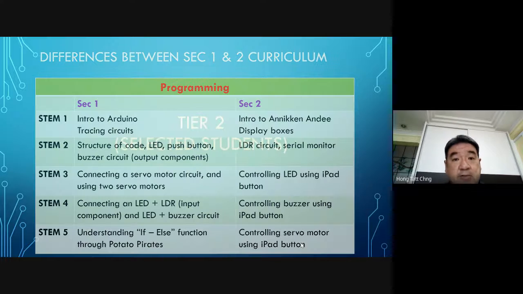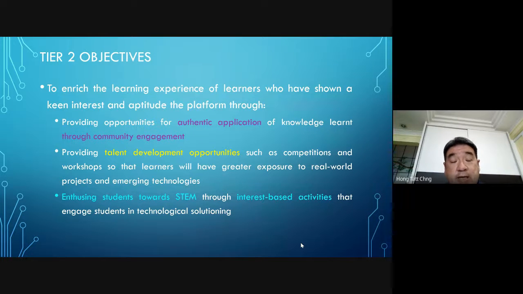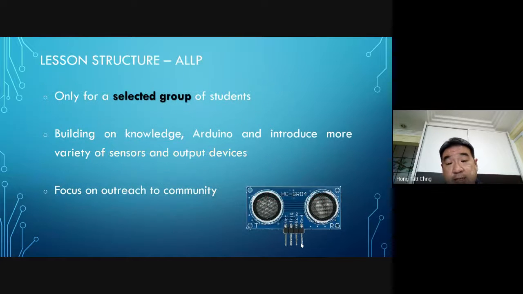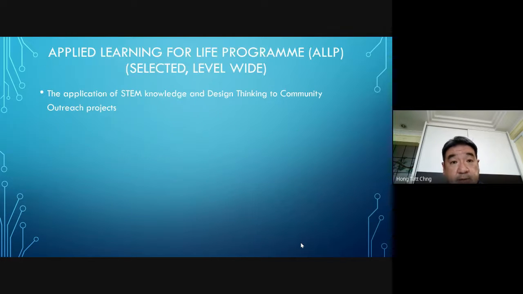easier, I would say. Okay, so for our Tier 2, they are given a freer response to design what they want, and they are typically the Sec 3 students. They are selected, and because they have skills on how to code and how to build circuits from the past, they are given free time to sit down and design what they want to serve community purposes. Although the program is level wide, they are selected. But for Sec 1 and Sec 2, they are all level wide, compulsory, and put into the timetable. That's what happened in the past.